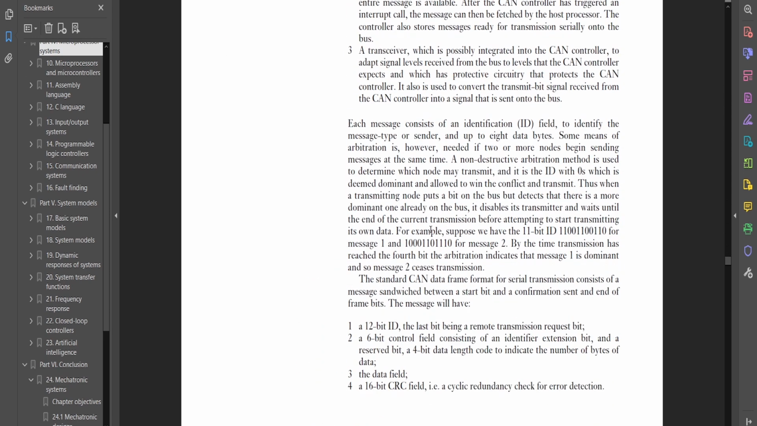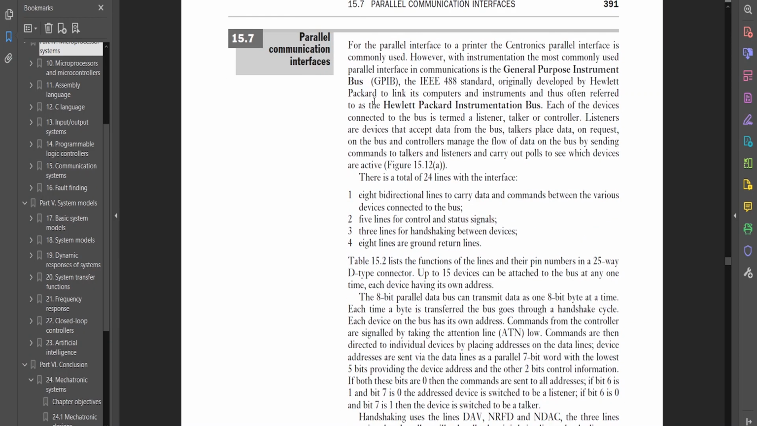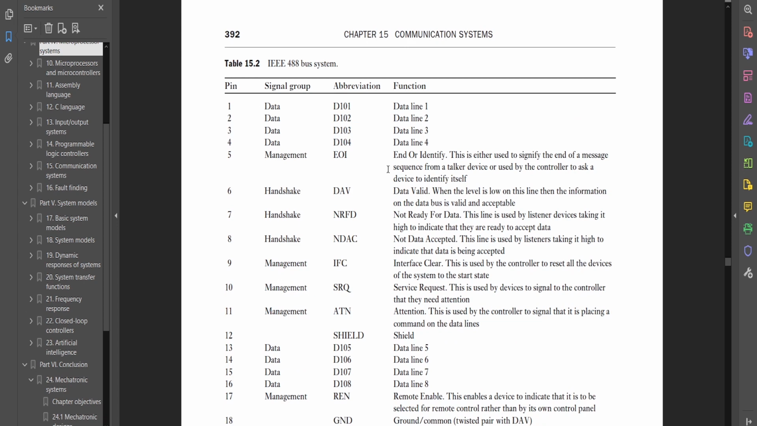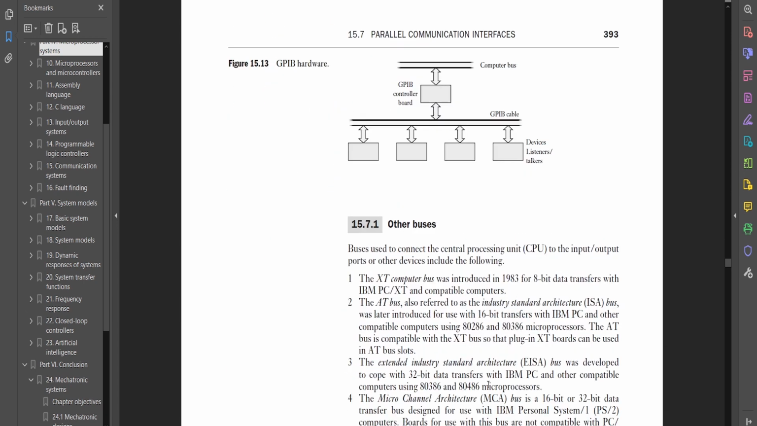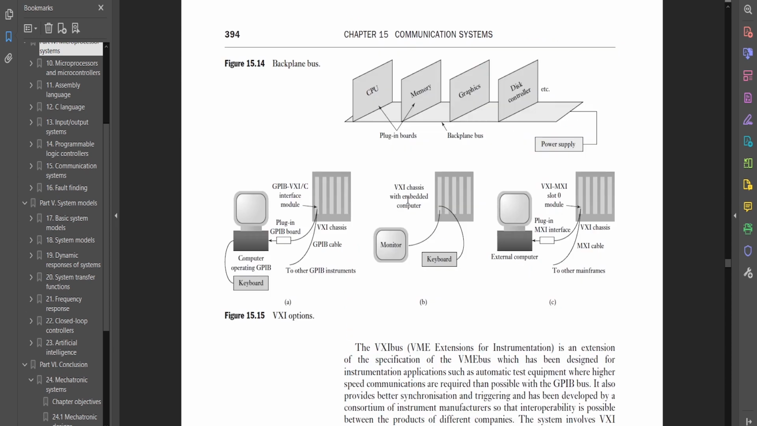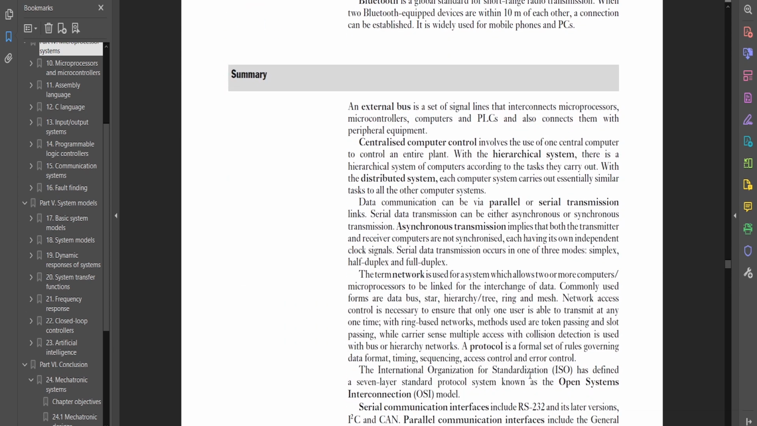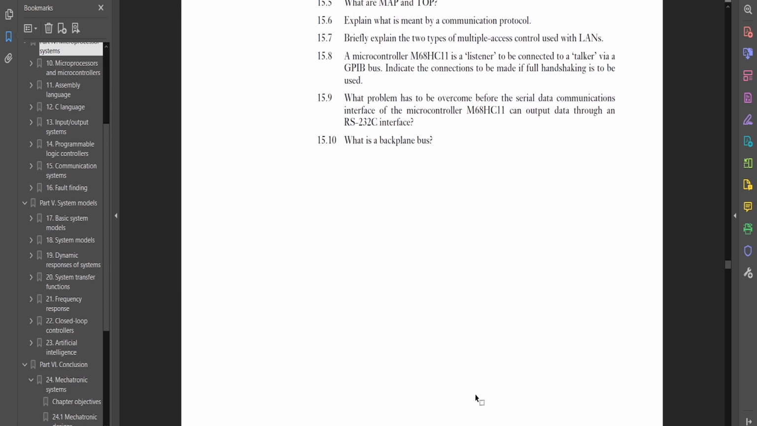CAN bus. I'm going to skip over all of this for now because it's a bit in the weeds. Parallel communication interfaces. I'm going to skip over this as well, mostly because a lot of this I'm going to be covering in my communication systems module, so it's more applicable over there. Wireless protocol, and then this is a summary.